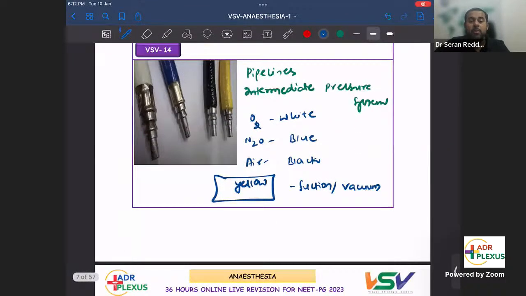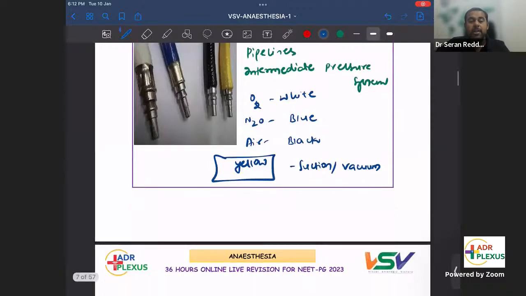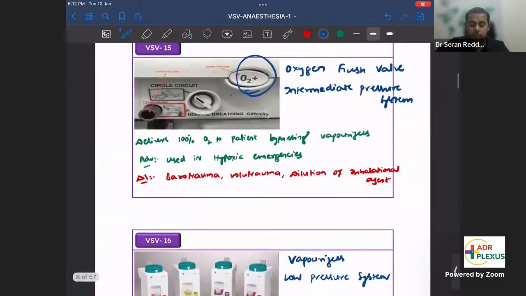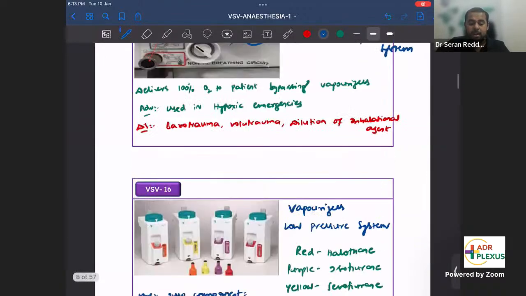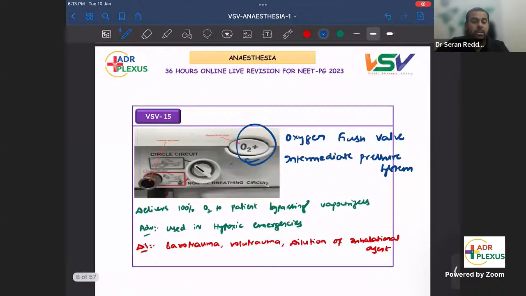Then pipelines, they belong to the intermediate pressure system. Oxygen is white in color, nitrous oxide blue, air is black, and yellow is suction or vacuum. Oxygen flush, you identify by seeing this symbol, the oxygen flush valve, O2 plus, intermediate pressure system, and it delivers 100% oxygen by bypassing the vaporizers and is used in hypoxic emergencies. Disadvantages are barotrauma, volutrauma and dilution of inhalation agents.